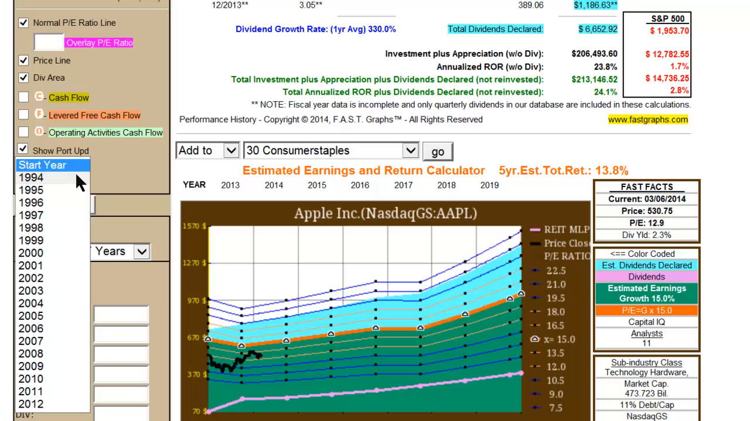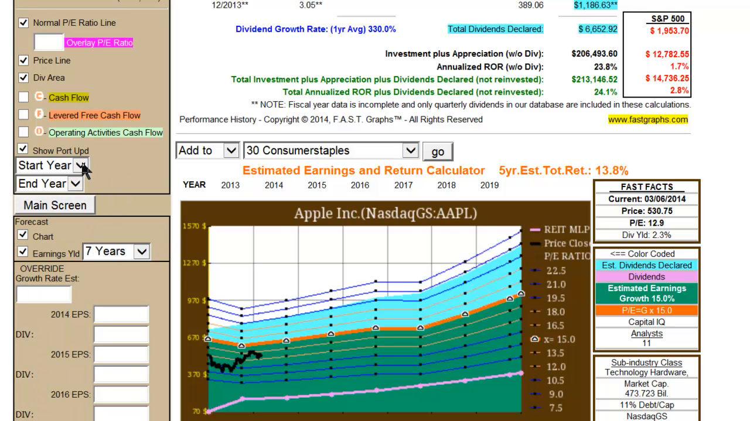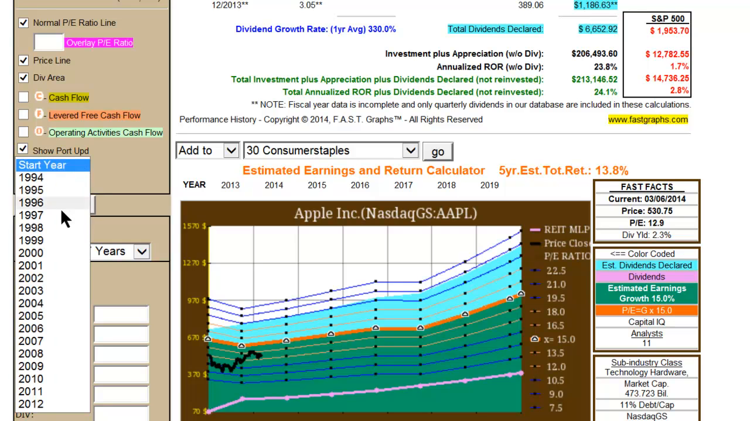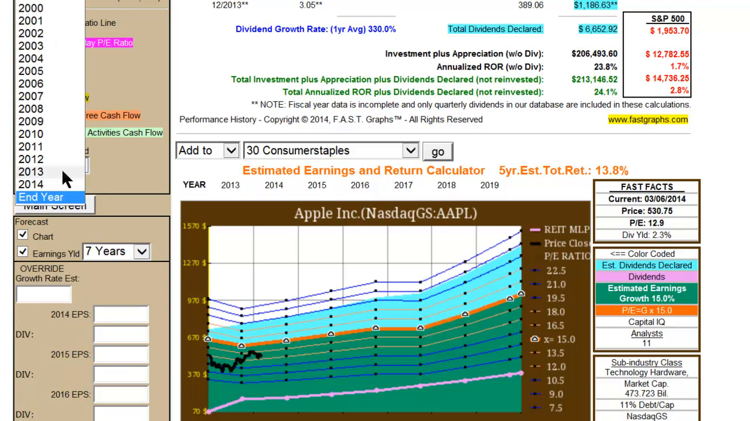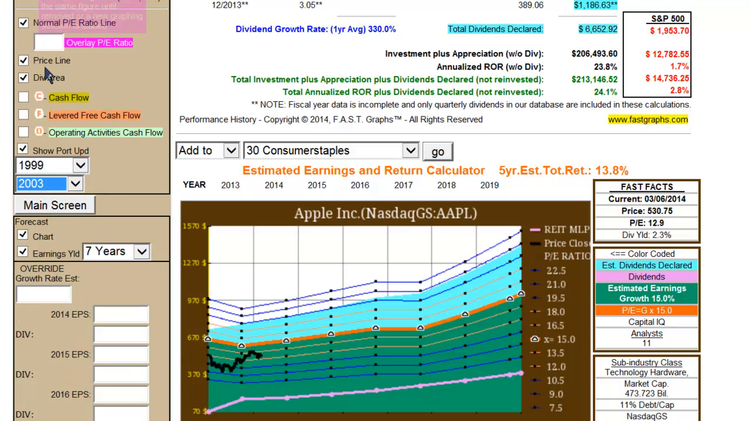In this section, you will see two buttons with drop-down windows titled Start Year and End Year. By clicking the drop-down window, the premium subscriber can pick a history that they would like to examine. For example, 1999 to 2003.